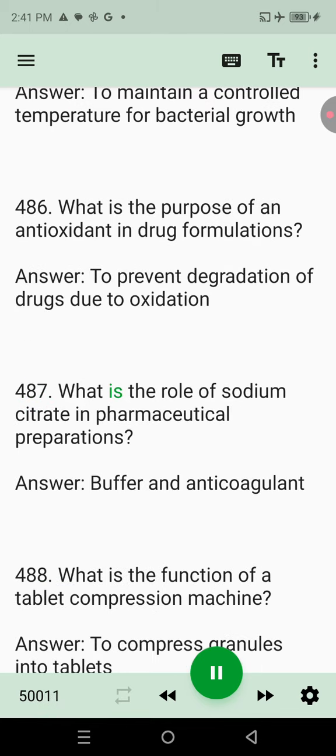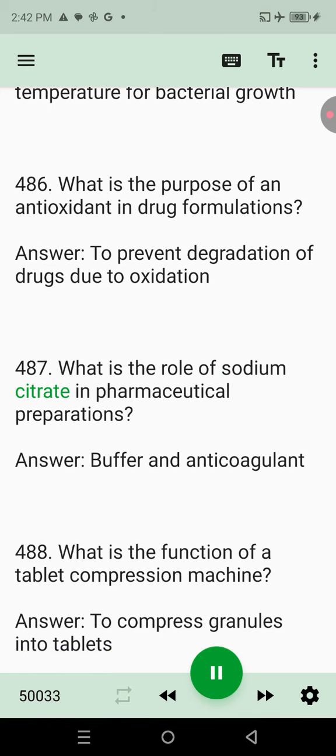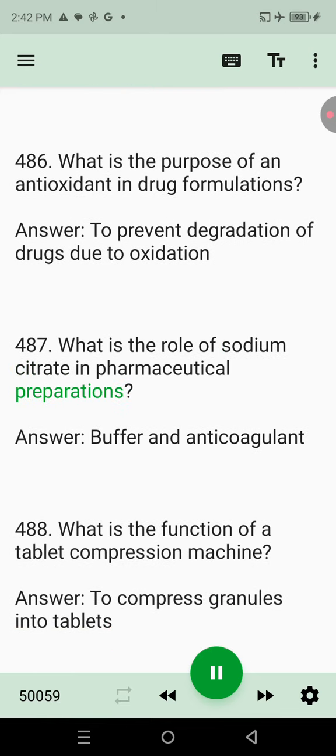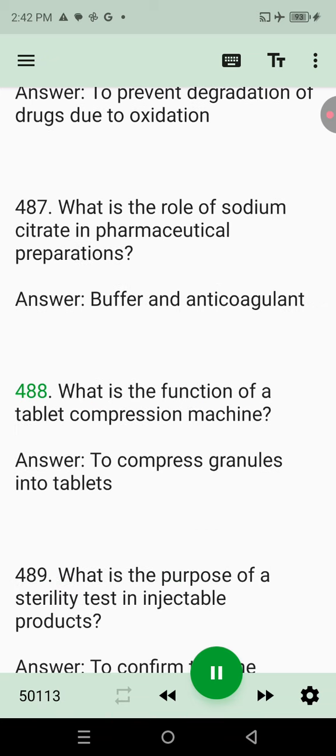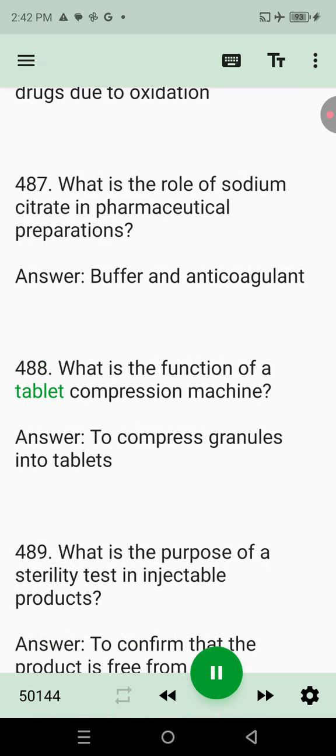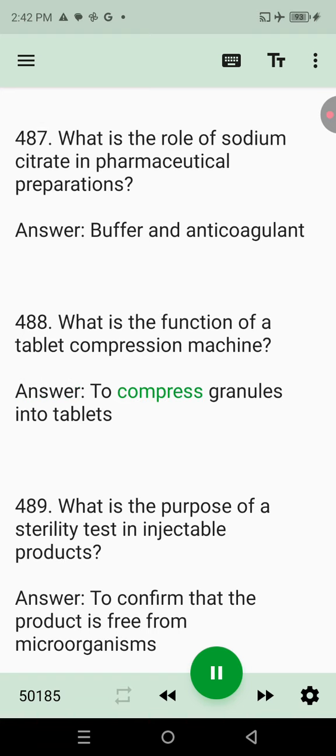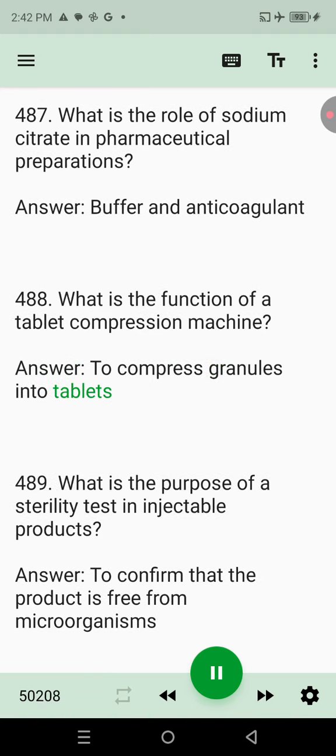487. What is the role of sodium citrate in pharmaceutical preparations? Answer: buffer and anticoagulant. 488. What is the function of a tablet compression machine? Answer: to compress granules into tablets.